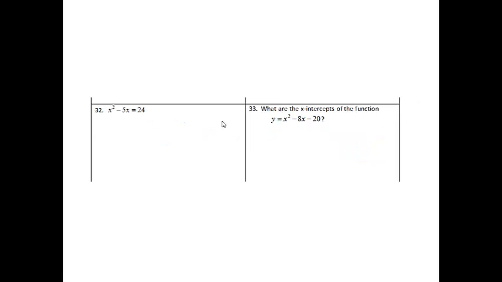All right, number 32, x squared minus 5x equals 24. It is quadratic, so I have lots of methods available.